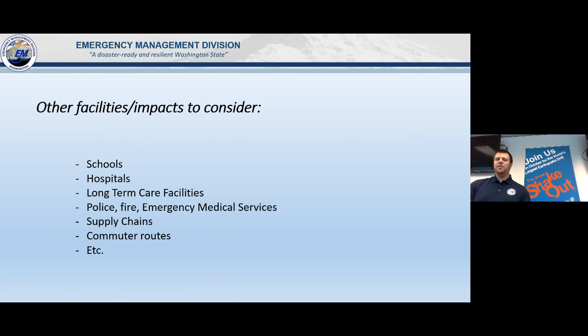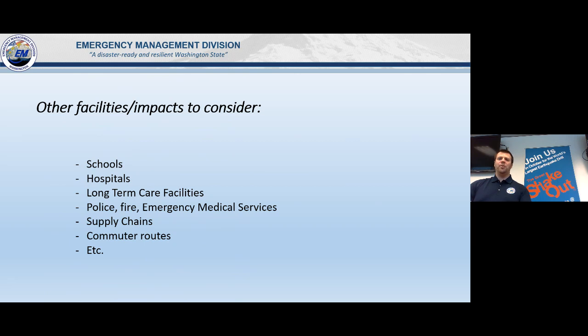Hospitals are very important. There's a lot of damage, especially in the West, to those, but a lot can still function. But some things we need to think about as well are the long-term care facilities, police, fire, emergency medical services. How do we get people to those hospitals? And then supply chains. How would you get the medical to those hospitals? Things like pharmacies. And then commuter routes. How does everybody get to work? You know, like a lot of people that live in Pierce County work in King County.